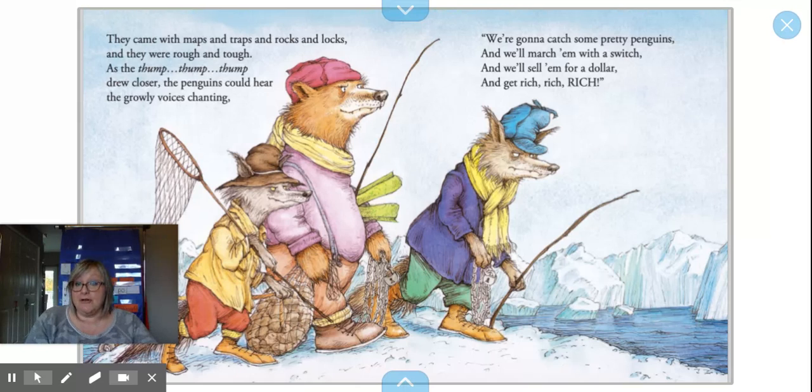They came with maps and traps and rocks and locks, and they were rough and tough. As the thump, thump, thump drew closer, the penguins could hear the growly voices chanting, "We're going to catch some pretty penguins and we'll march them with a switch and we'll sell them for $1 and get rich, rich, rich."